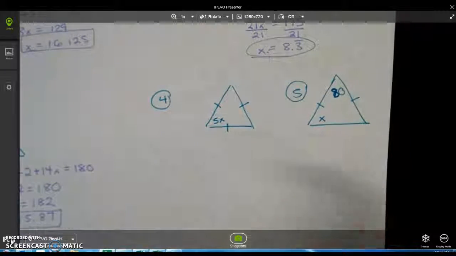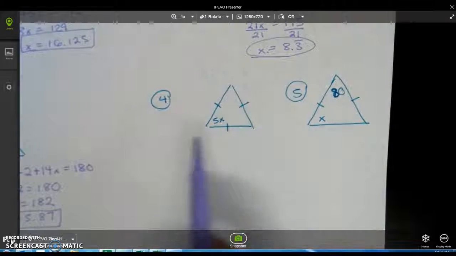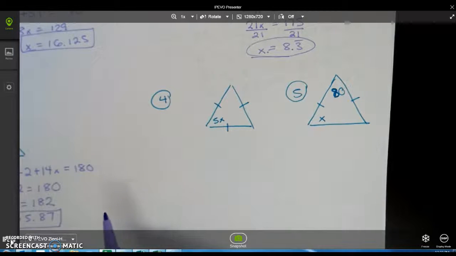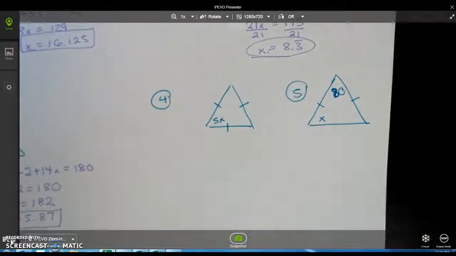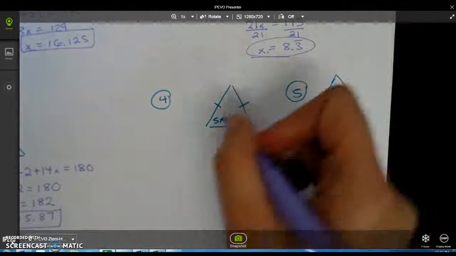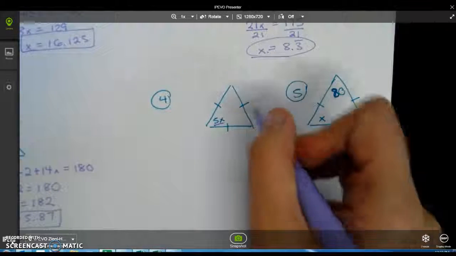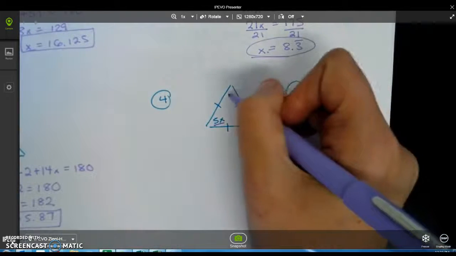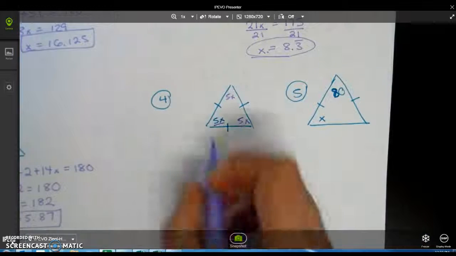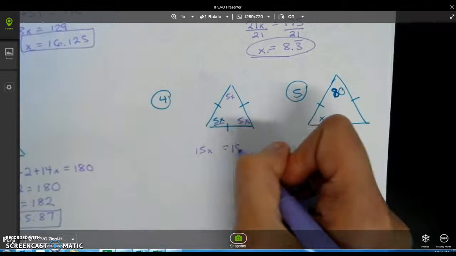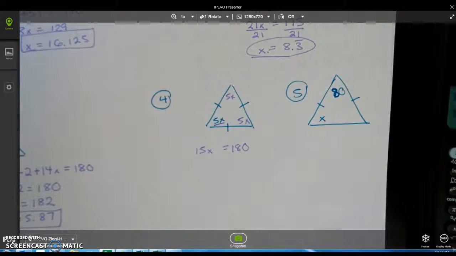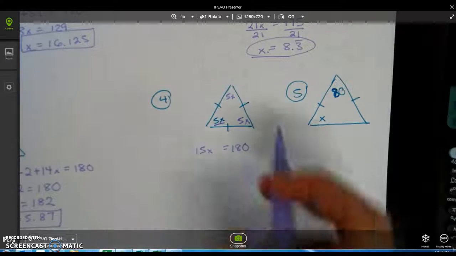Okay. What type of triangle is this? Well, it's got 3 equal sides, so that makes it equilateral. If all 3 sides are the same, then all 3 angles are the same. If all 3 angles are the same, then I could solve this way. I could say, since this one's 5x, this one is also 5x, and this one would also be 5x. That would be 15x, and if I add them all together, equals 180. 180 divided by 15 is 12.